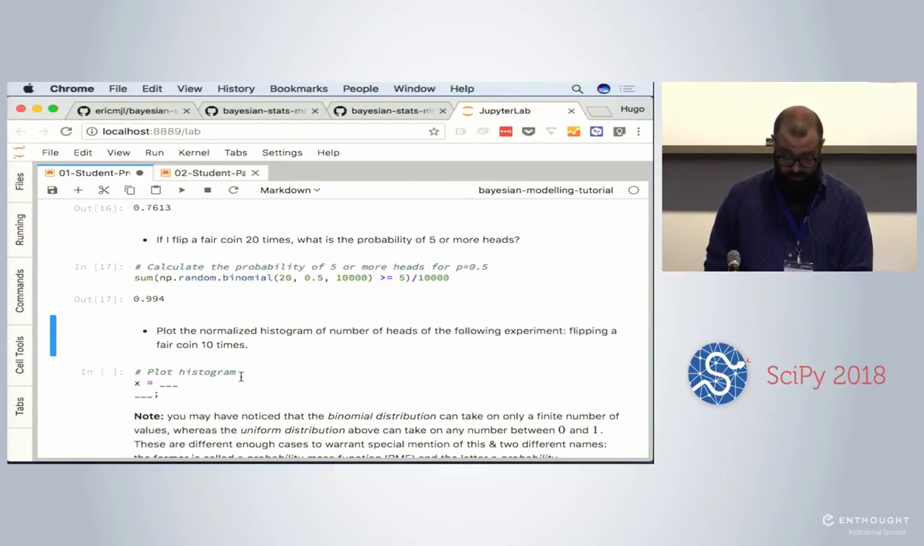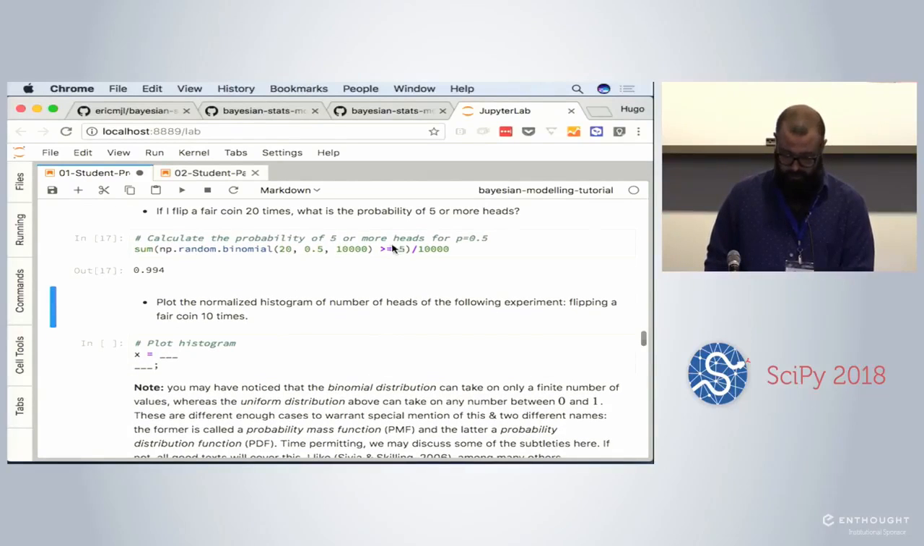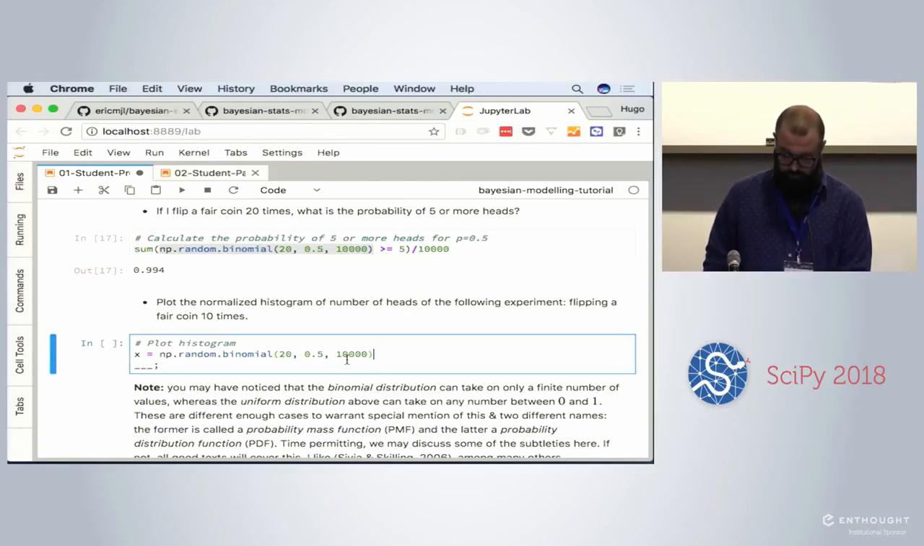Now, the last thing is plot the normalized histogram. And how am I going to do that? It's flipping a fair coin 10 times. So I'm going to get this. So I'm flipping it 10 times, and it's a fair coin, so 0.5 probability.